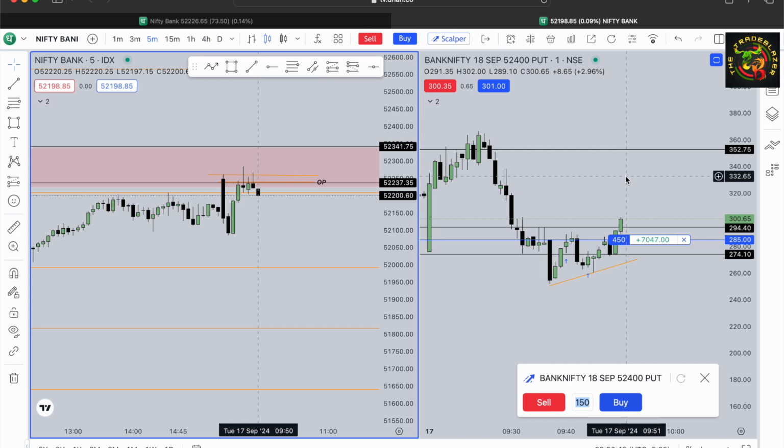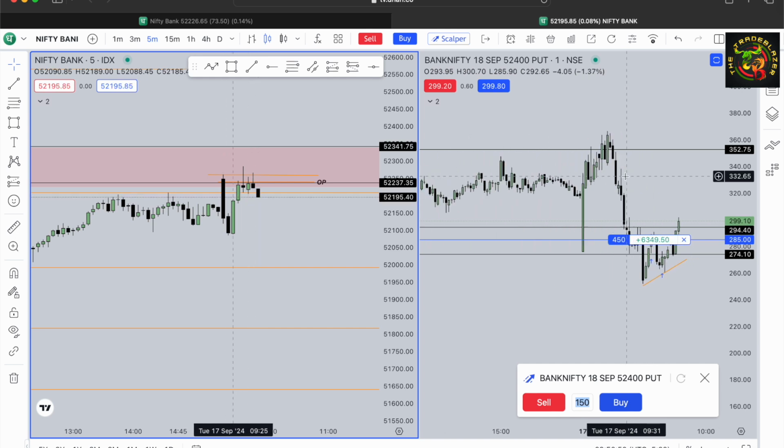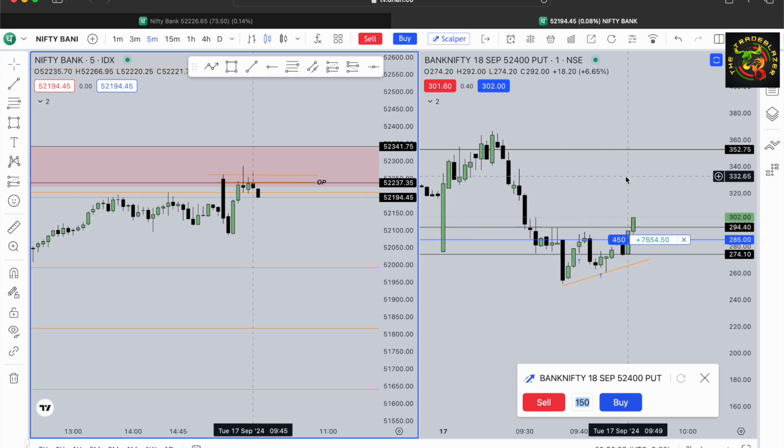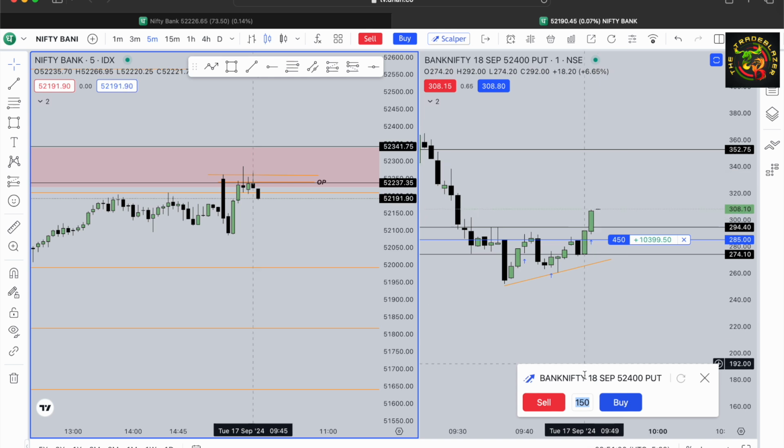Now we can see a little bit of rise in the premium. Also, if you look at the spot chart, we got the confirmation candle, the second confirmation candle also, and then price is moving up. Now we'll see how this goes on from here.